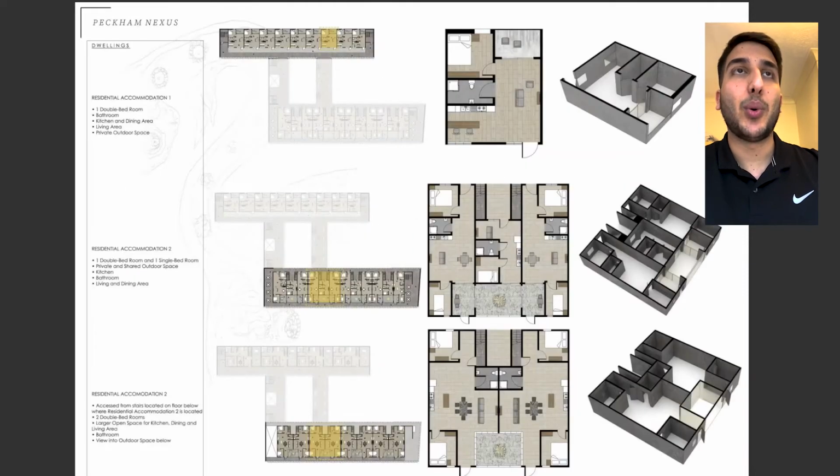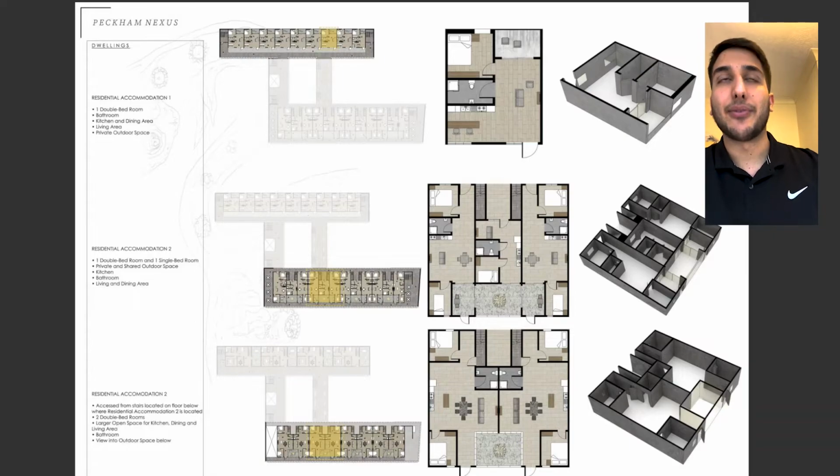And then I created a quick diagram highlighting each of the units, and then the floor plans for those units, and then the 3D model of those spaces as well. So we have the residential accommodation number 1, which is a double bedroom, bathroom, kitchen and dining area, living area, and private outdoor space. Residential accommodation 2 is 1 double bedroom and 1 single bedroom, private and shared outdoor space, kitchen, bathroom, living and dining area. And it should say number 3, but it says number 2 for some reason.